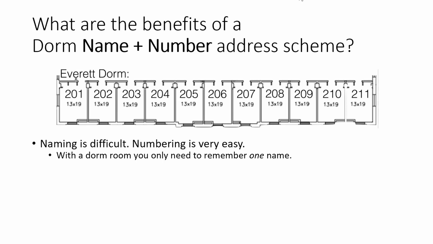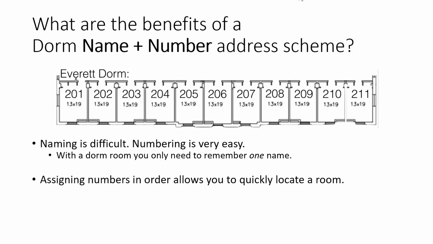Well, I'm going to enumerate three. First, naming is difficult and numbering is very easy. So with a dorm, you only have to come up with a name for the dorm itself, not names for each of the individual rooms. By assigning numbers to dorm rooms, you can quickly locate them. The number gives you some information about where you can find it.